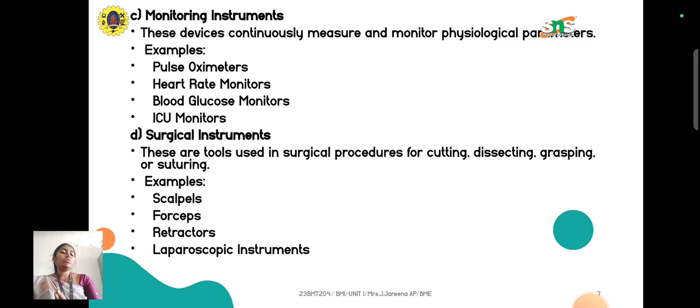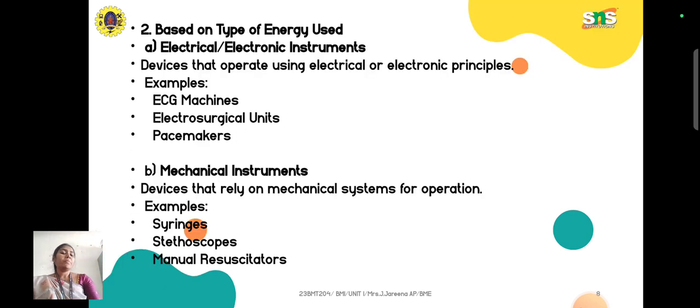These instruments we can call tools which are mainly used during the surgical process, especially for cutting, dissecting, grasping, and suturing. These types of tools are what we call surgical instruments. A few examples are scalpels, forceps, retractors, and laparoscopic instruments. So these are the classifications based on the application.